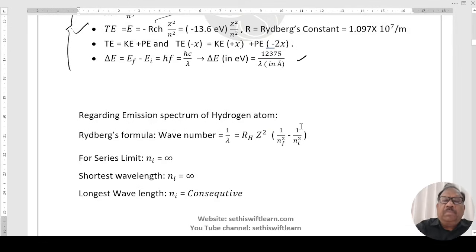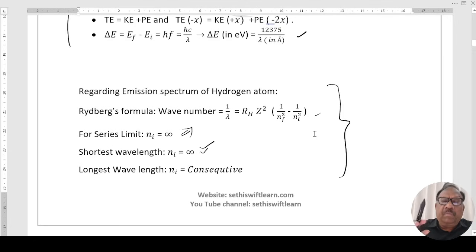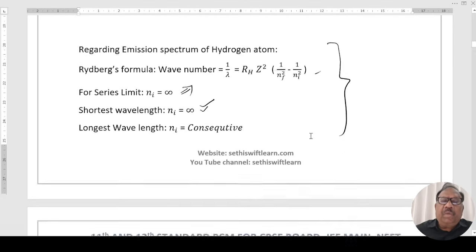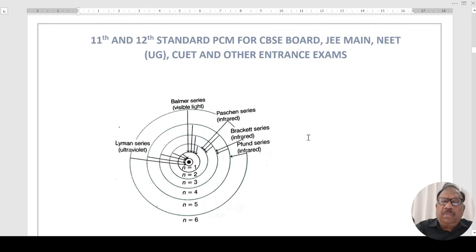Also regarding the emission spectrum of hydrogen atom, this is the formula. The wave number is given by 1 by lambda equal to R_H Z square (1 over n_f square minus 1 over n_i square). For series limit, we take initially from infinity. For shortest wavelength, it will start from infinity. For longest wavelength, we take consecutive levels, with a difference of 1 in the n values, right?